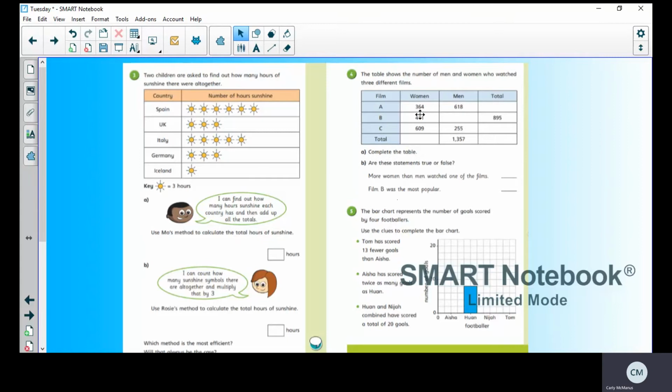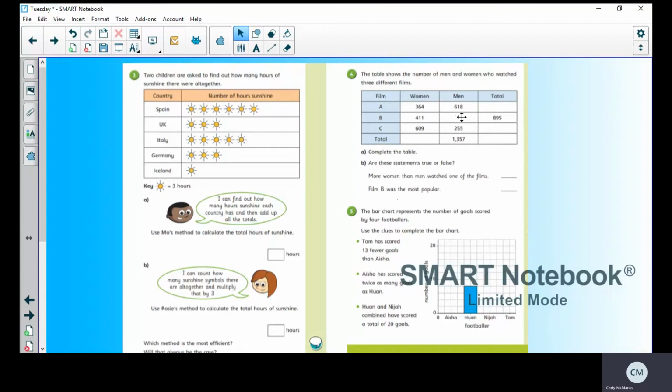Now you'll be able to complete the table because look here, it tells you how many women and men there are. So then you should know the total, because what would you need to do with those two numbers? You need to add them. Here, you've got women, but you don't know how many men, but you know the total. So if you know the total, you should be able to work out how many men there were. So remember, to find the totals, you'd need to add.